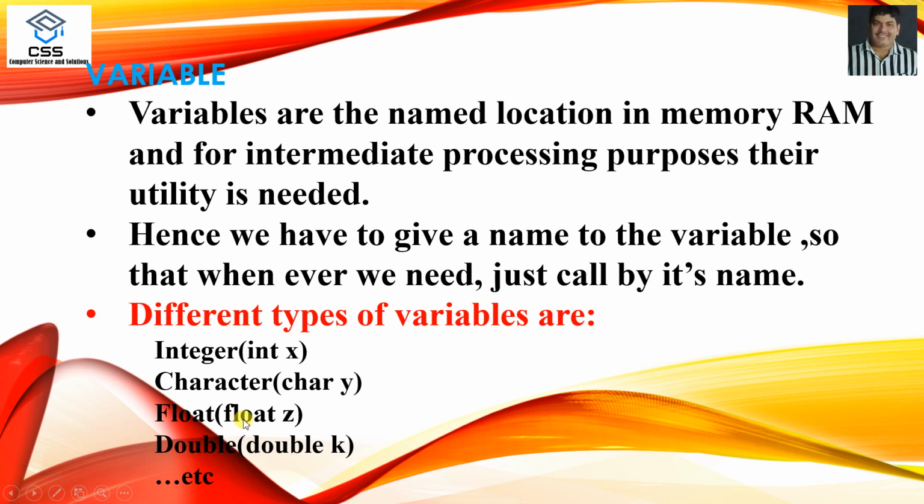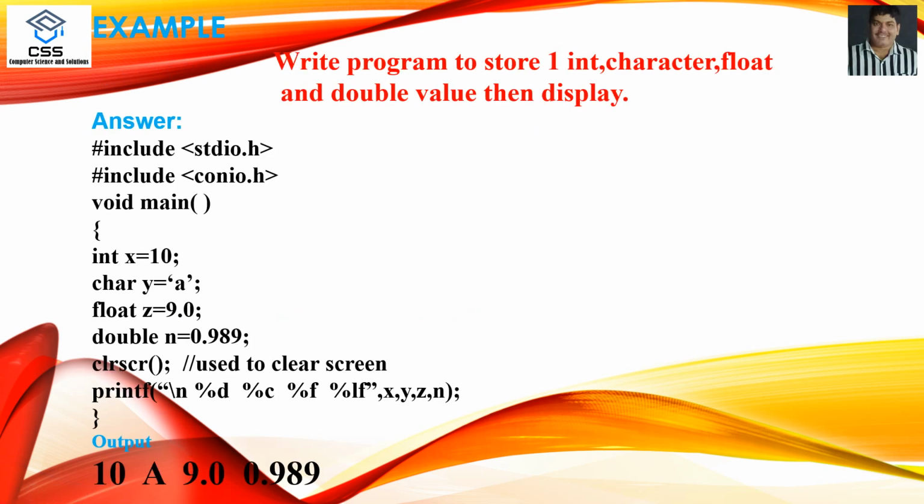If you want to declare a variable as a point value, then the data type can be taken as a float or a double. Now, if we want to use the format string and the variable, it is the right time, because we have discussed the data type and the variable. On the basis of that, we have to create a program where we store one integer, one character, one float, and one double value, then display them.